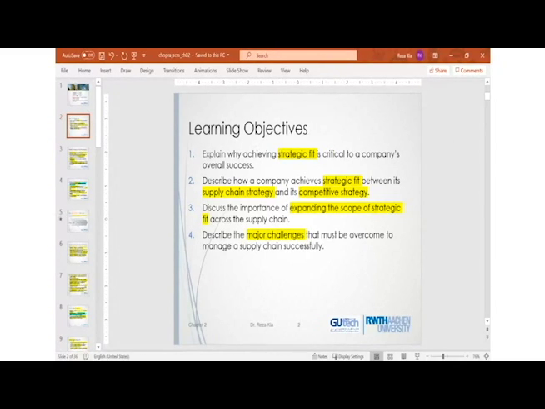And then we will discuss how these two strategies, supply chain and competitive strategy, could be aligned. And for sure, for obtaining this strategic fit, we will have some challenges that we need to overcome if we want to have a successful supply chain. Okay, let's see the terminology here. So usually we are going to discuss strategic fit, supply chain strategy, and competitive strategy.